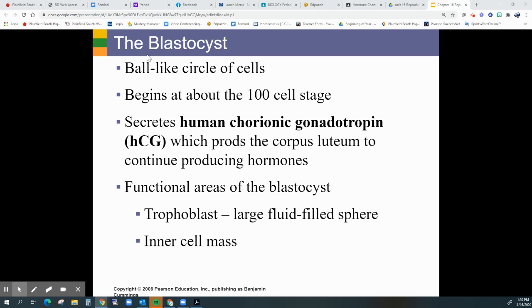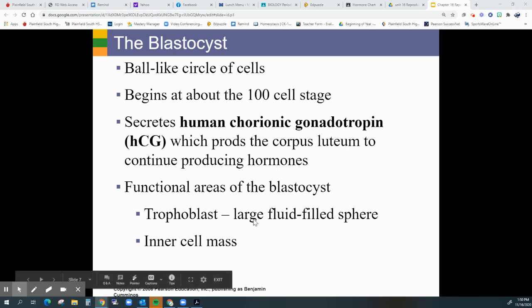All right. Once we hit about the 100-cell stage, the embryo now turns into what we call a blastocyst, which is simply just a ball of cells. At this point, though, that ball of cells will actually start to produce hormones, specifically human chorionic gonadotropin hormones, so that HCG. Right, so that's the one that'll start being produced. It will then also start to kind of prod along the corpus luteum to produce its own hormones, trying to keep this pregnancy viable.